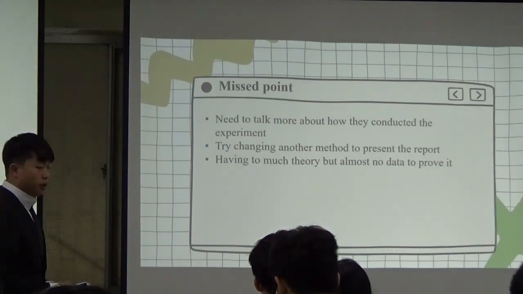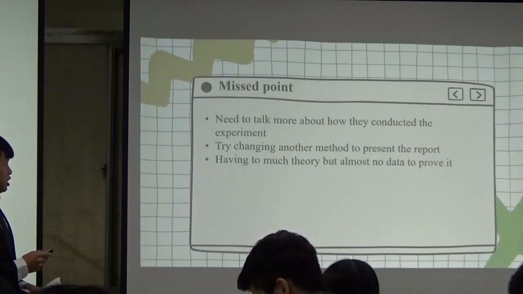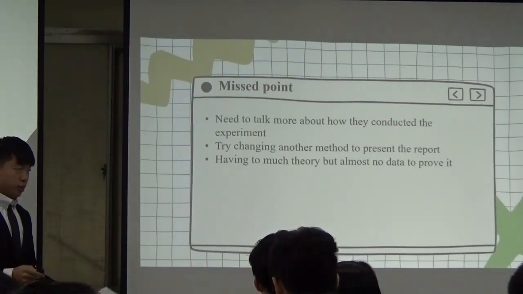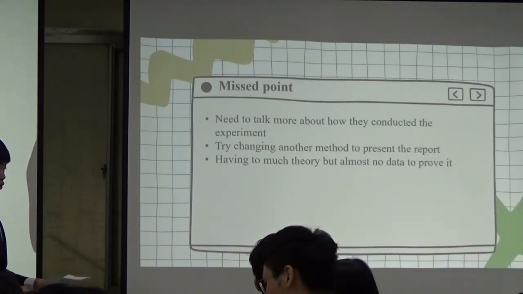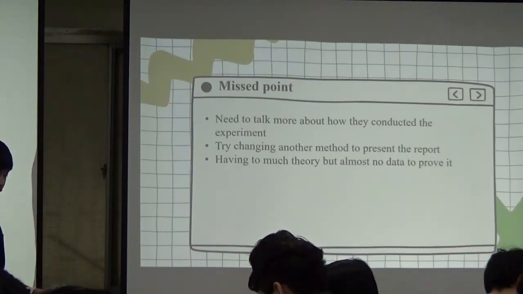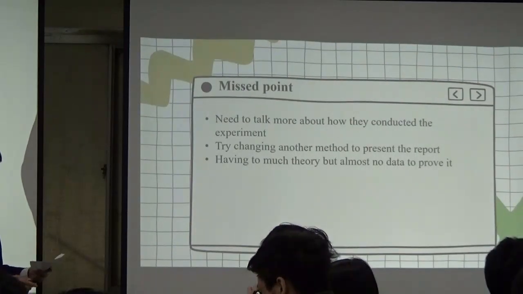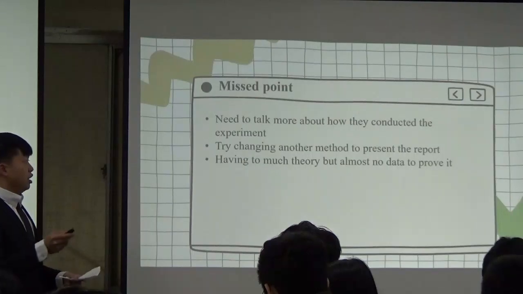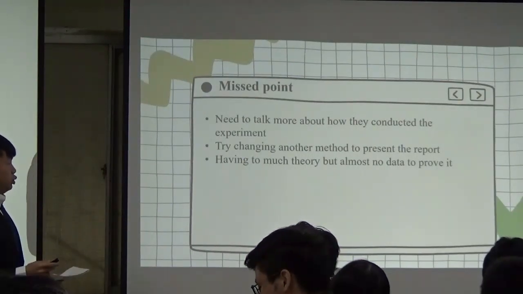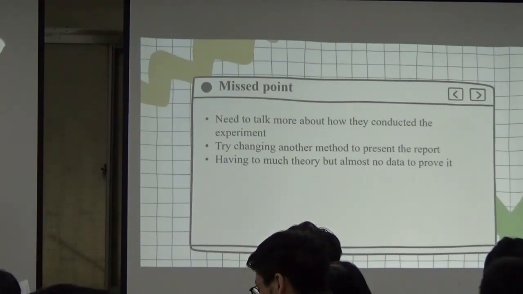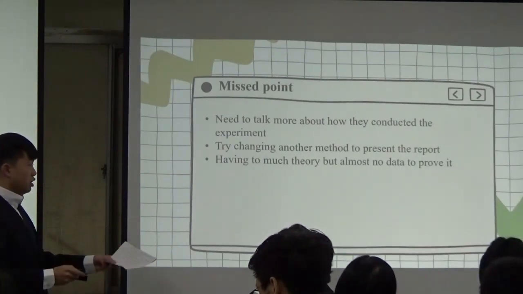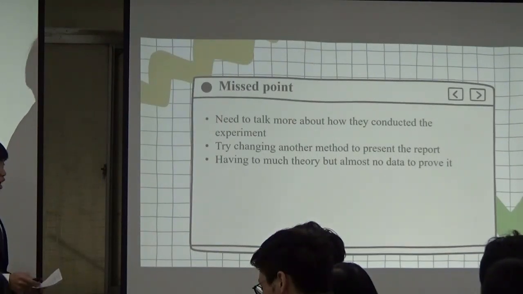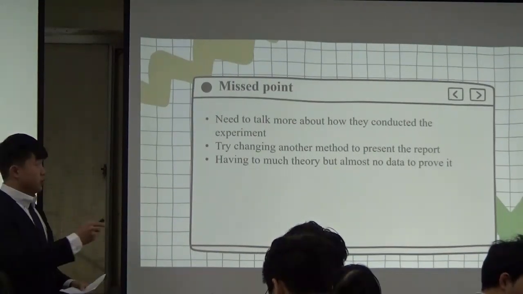Some of the missed points that I think should be discussed: they need to talk more about how they conduct the experiment instead of a lot of theory, and the lack of connection between why the theory and experiment are matching. They should also try to change other methods to present the report. They had a lot of theory, but they don't have data to prove its correctness.